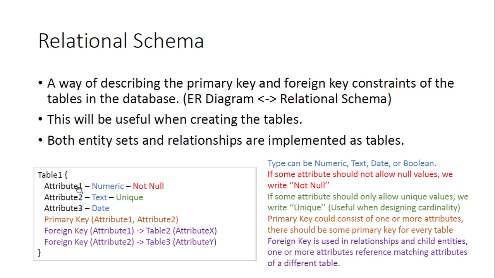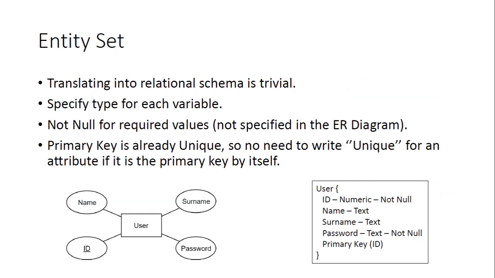If attribute 1 is numeric, for example, the attribute X that we are referring to should have the same type as well. They should be compatible. We are going to see each of the ER diagram elements and how we can turn them into relational schema.